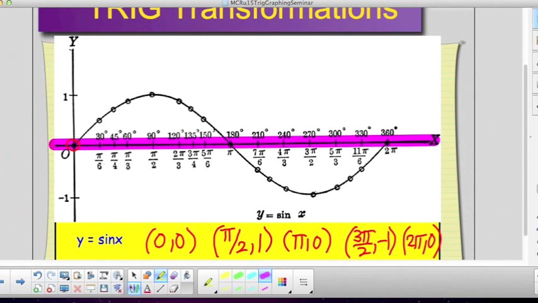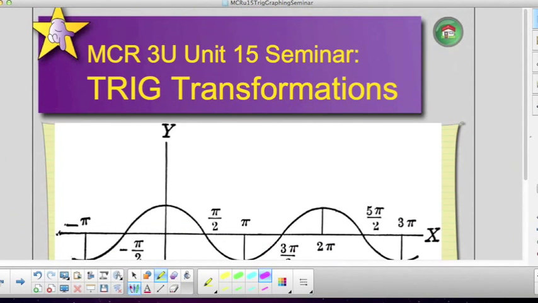Once we have our axis of symmetry, then we look at our maximum point, then back to the axis of symmetry, then our minimum point, back to the axis of symmetry. In order to complete a full cycle, or one period of your sine function, you need these 5 key points. The cosine function looks a little bit different, but also we have 5 key points.